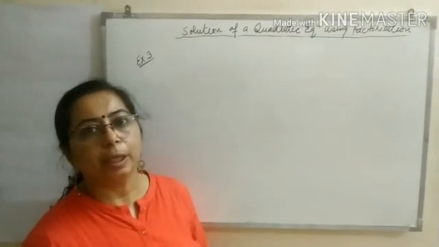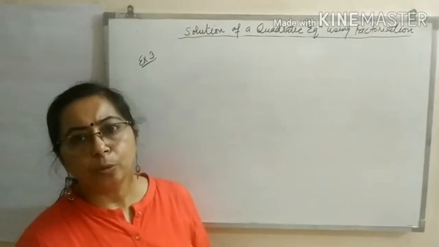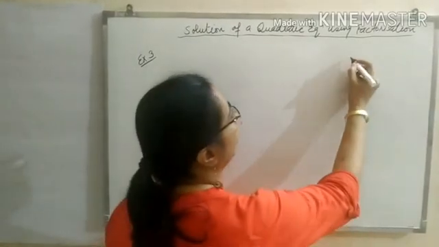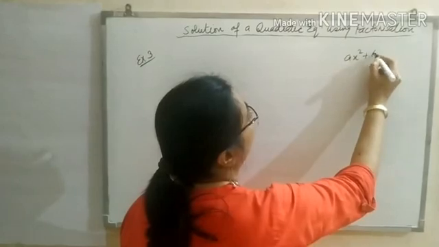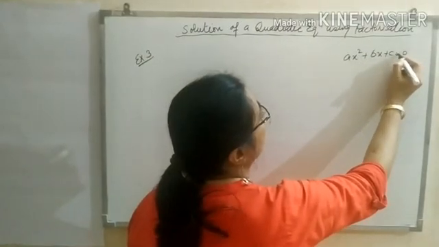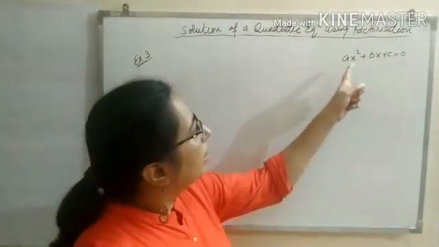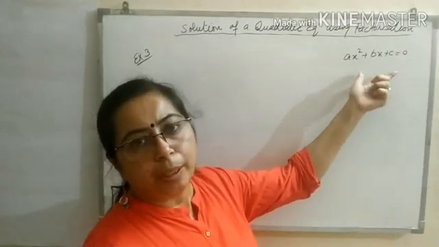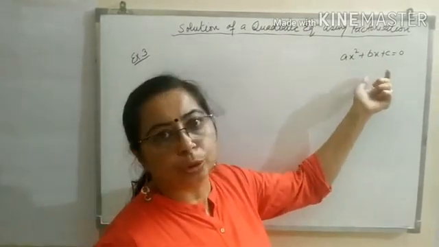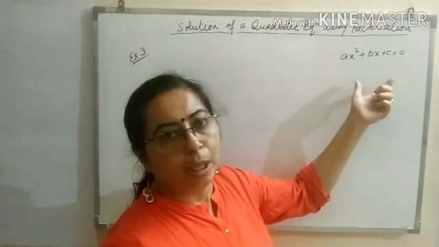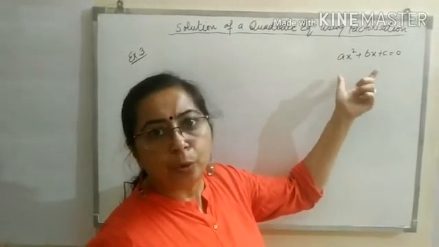If it is a quadratic equation, you must know how many roots or how many solutions it will have. The general form of a quadratic equation is this standard form. The degree is 2, so the quadratic equation will have 2 roots, or you can say 2 solutions. Every quadratic equation will have 2 solutions.